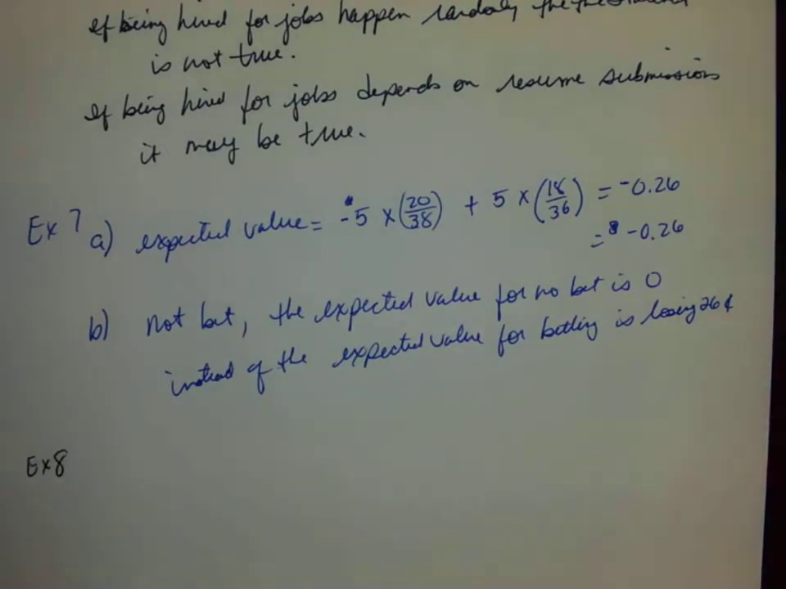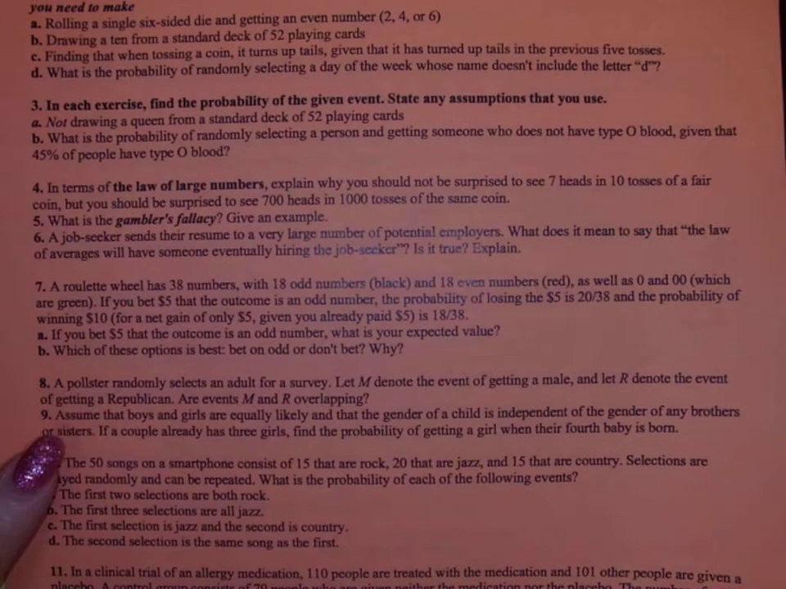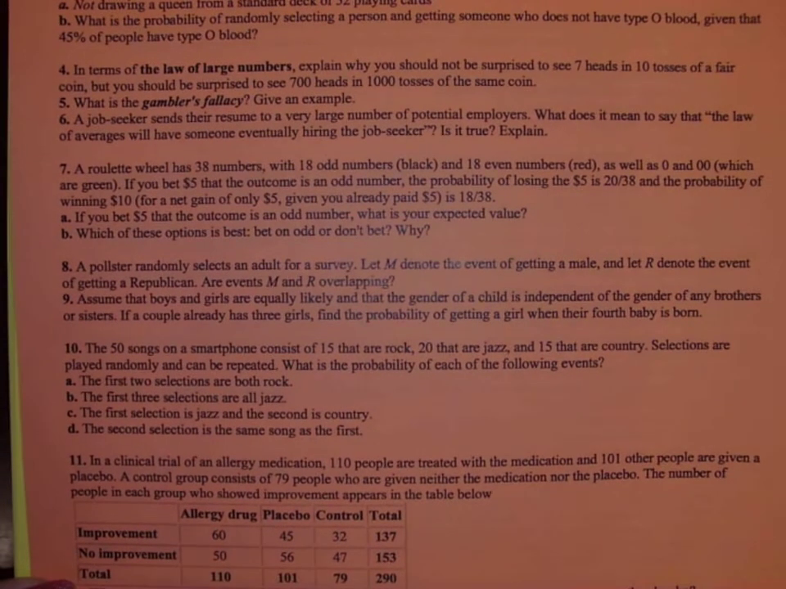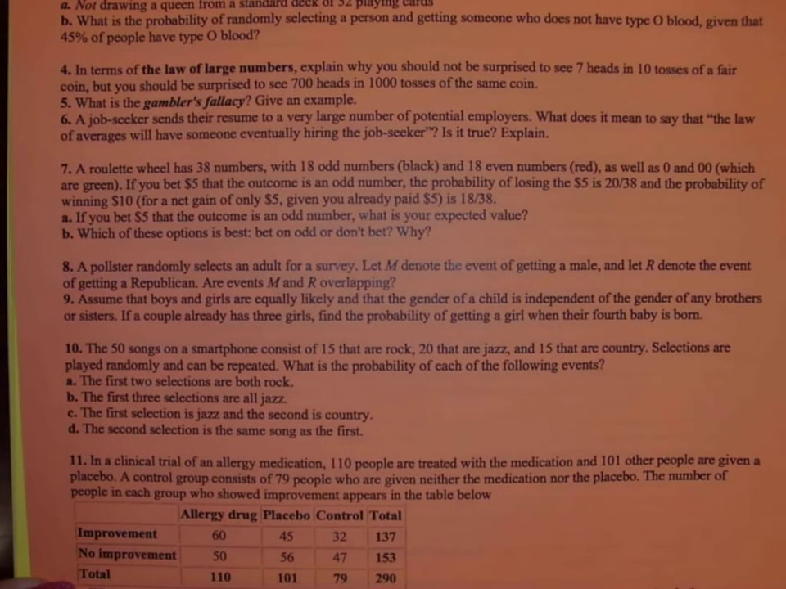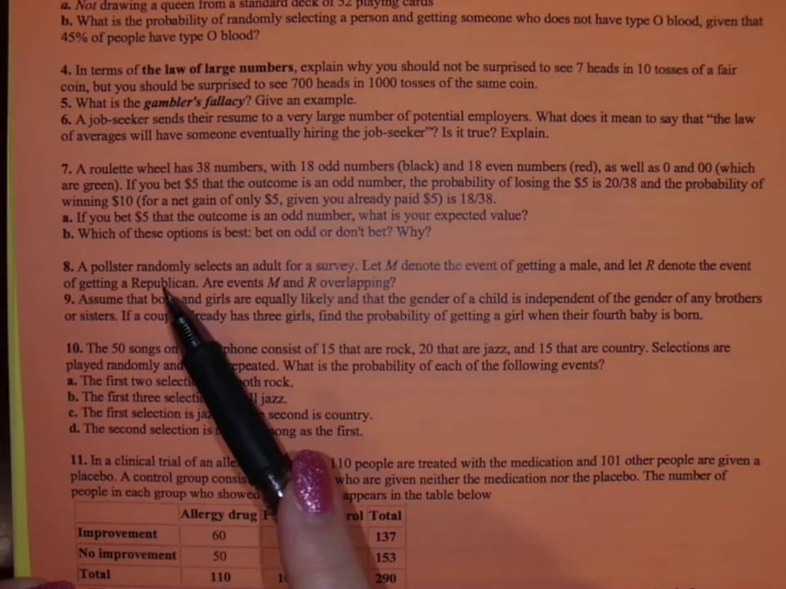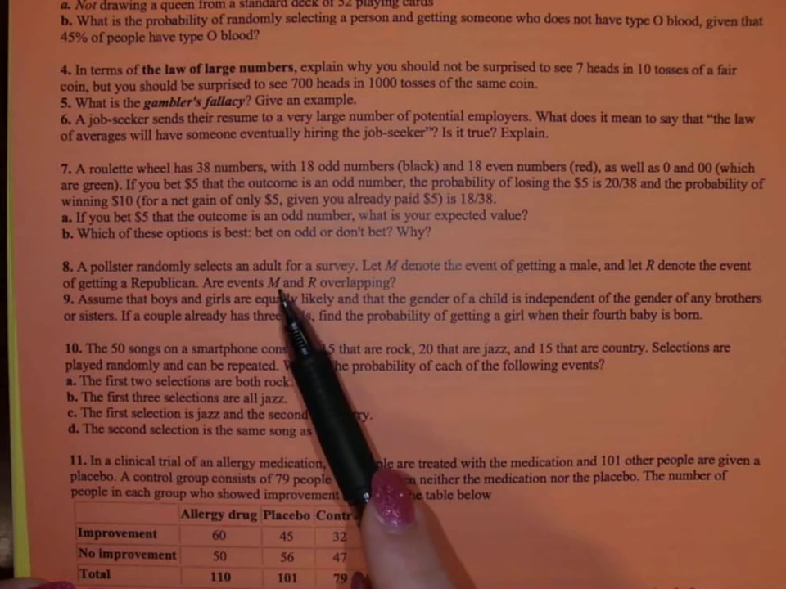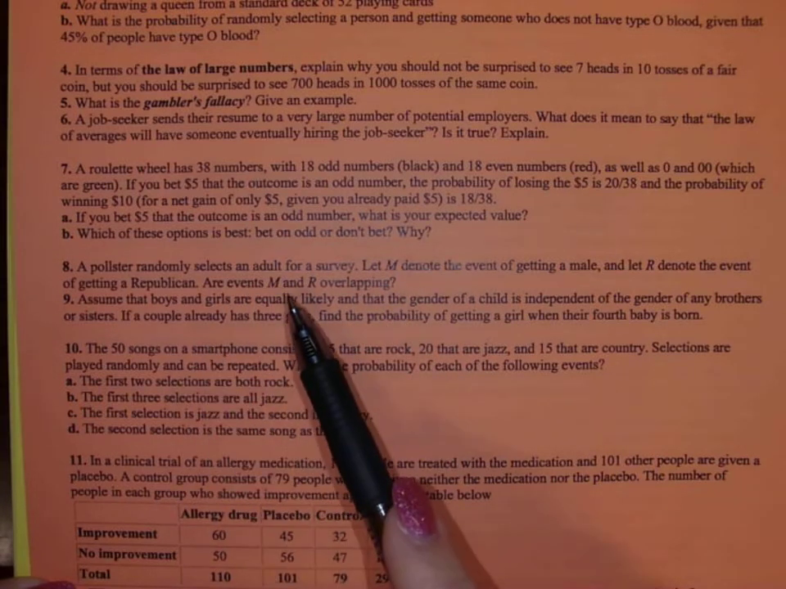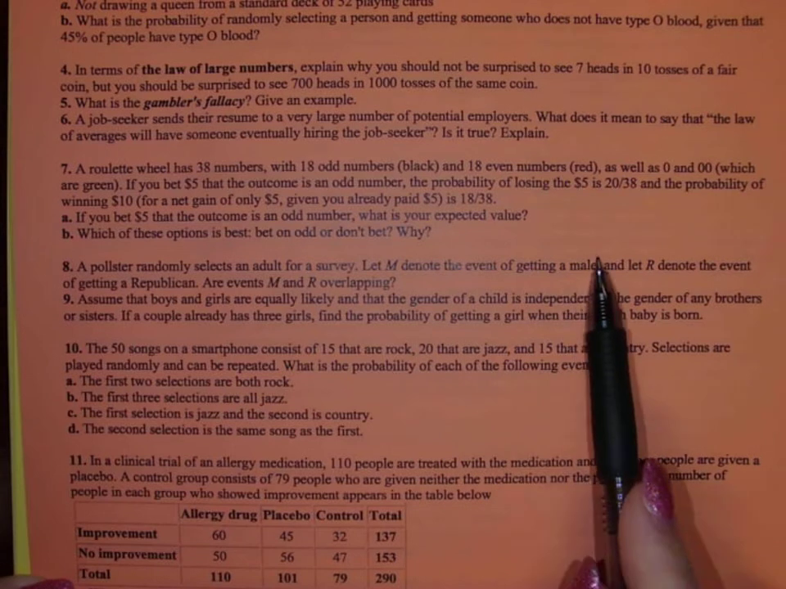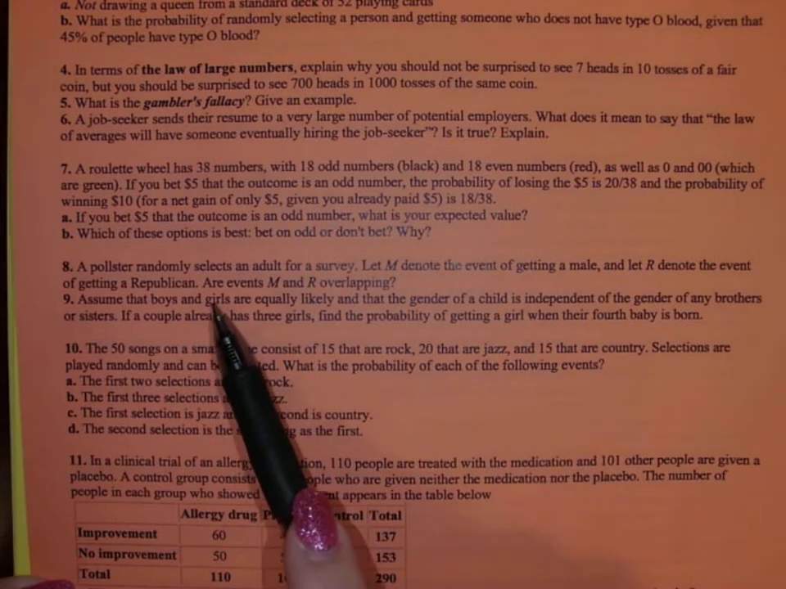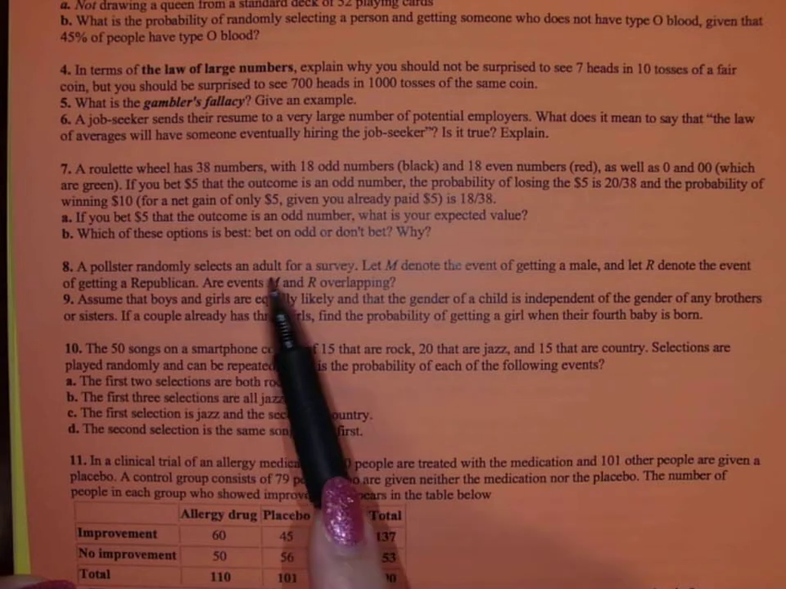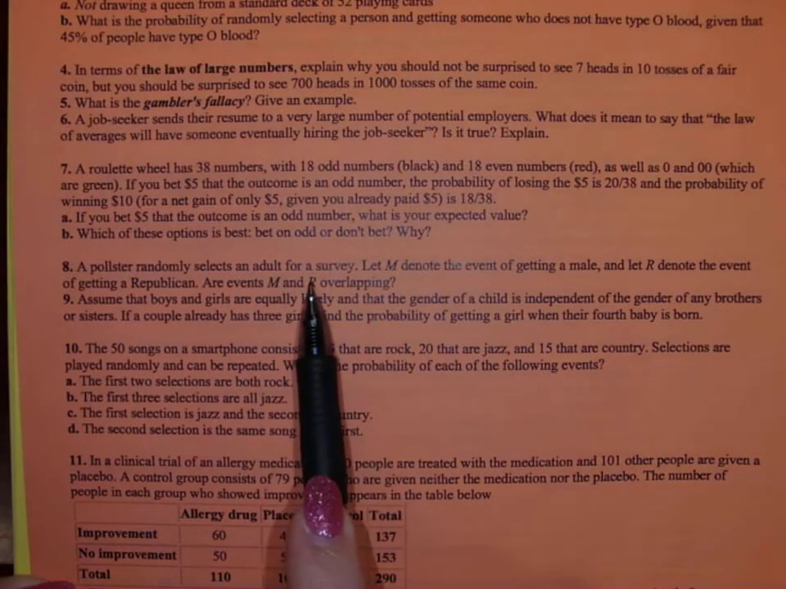All right, number 8. A pollster, someone who's taking a poll, randomly selects an adult for a survey. Let M denote the event of getting a male, and let R denote the event of getting a Republican. Are events M and R overlapping? So they're taking a survey, and they're looking at some males, and they're looking at Republicans. Can you get an overlapping event of a male Republican?